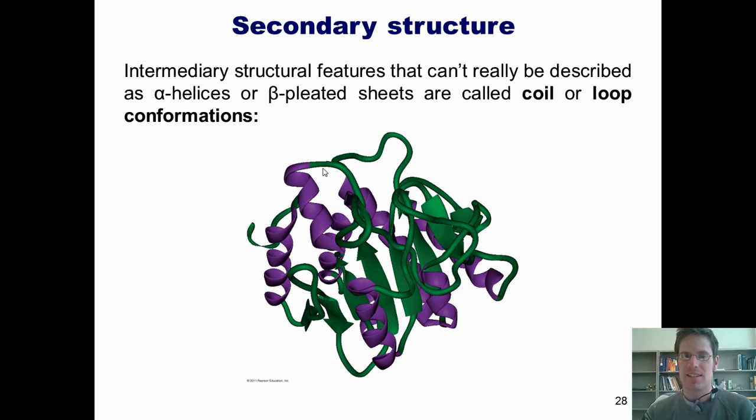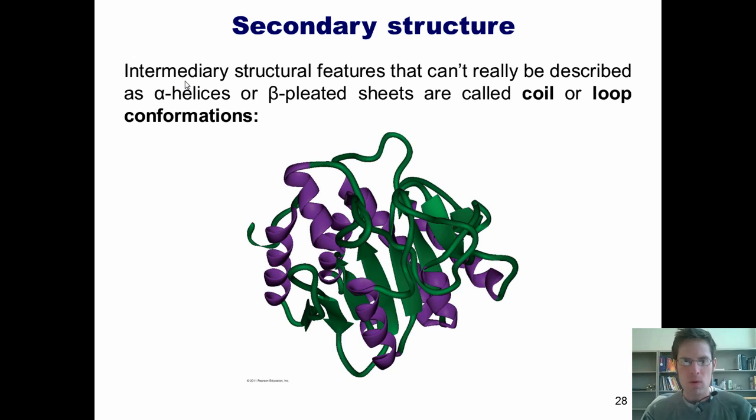So that is secondary structure. Once again, if you took a secondary structure and zoomed in on it, you would see individual amino acids, which are the primary structure of the peptide. You zoom out, you see a coil, or a beta sheet, or a loop conformation, or an alpha helix. Those are secondary structural features.